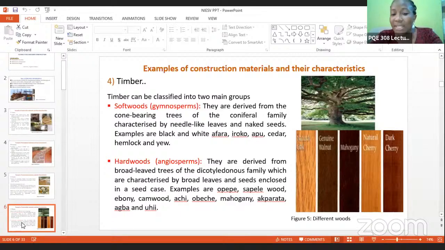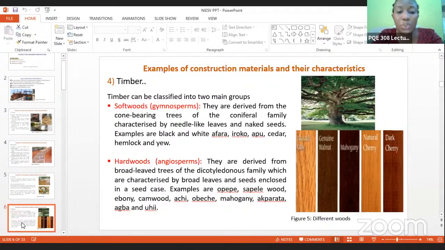But hardwoods have broad-leaved trees. Of course, they are stronger than the softwoods and they accept finishes. And maybe that is what makes them more expensive. They are resistant to scratching, to denting, and they better accept finishes.